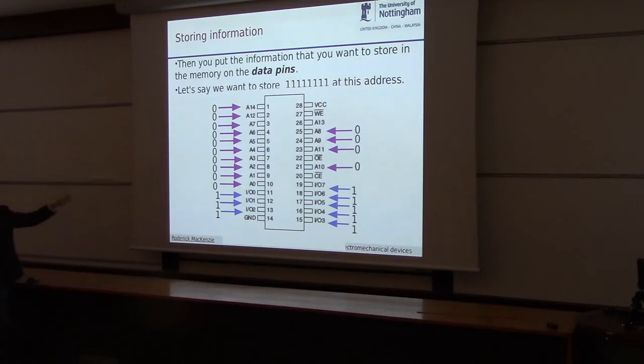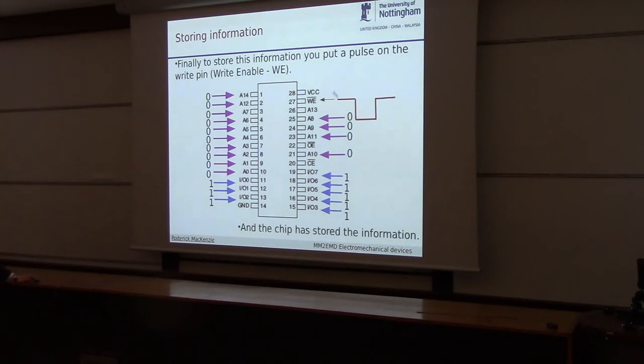Now, can anybody guess what we do next to make this information get stored in the chip? What's the next obvious thing we need to do to make anything happen in digital electronics? Clock. Did I hear a clock? Yeah, exactly. So we clock the chip. All we do is apply a clock pulse here, and then this chip has stored this number at that location in the chip. That's all there is to computer memory. Okay?